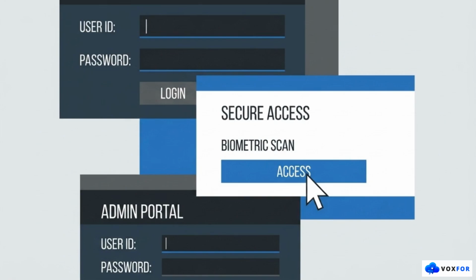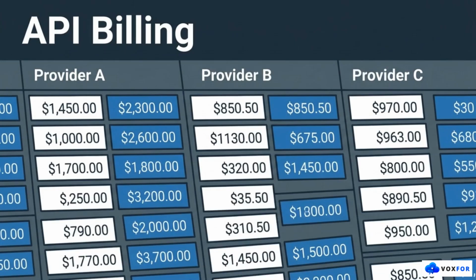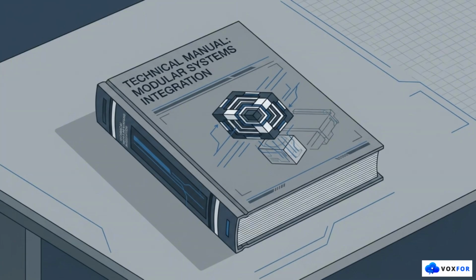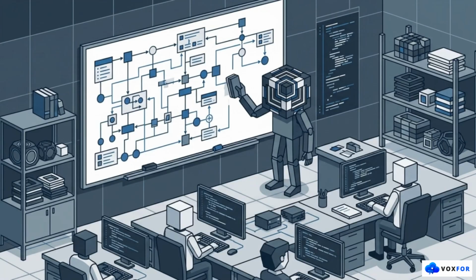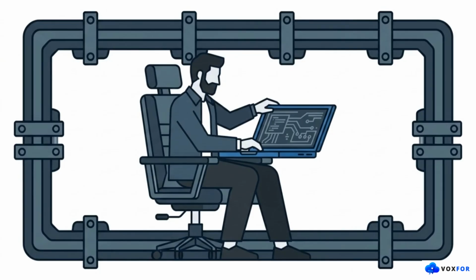You juggle separate API keys, balance multiple billing accounts, and learn entirely distinct SDKs for every new provider you want to add. Because of this heavy integration overhead, most teams simply give up. They choose one ecosystem and lock their infrastructure into it entirely out of convenience.